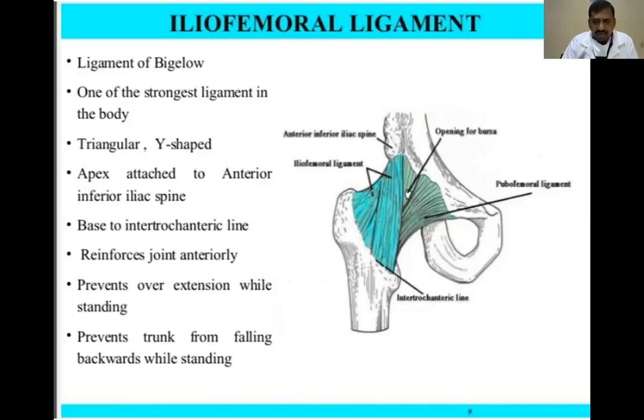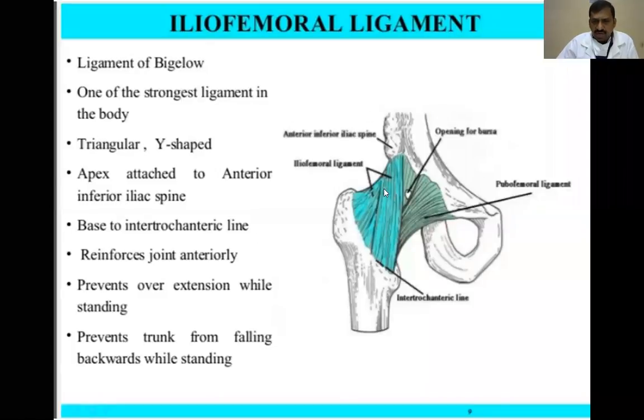In the standing position, usually the line of gravity goes behind the hip joint, behind the head of the femur. That is why there is a tendency to fall backwards, but it is prevented with the help of the iliofemoral ligament. Okay, this is the iliofemoral ligament.